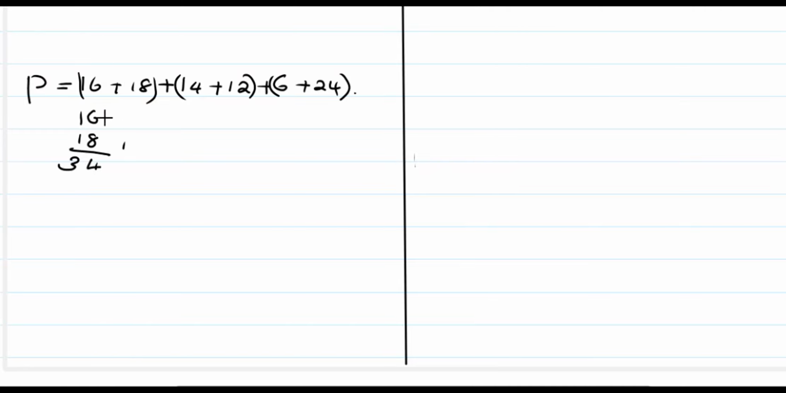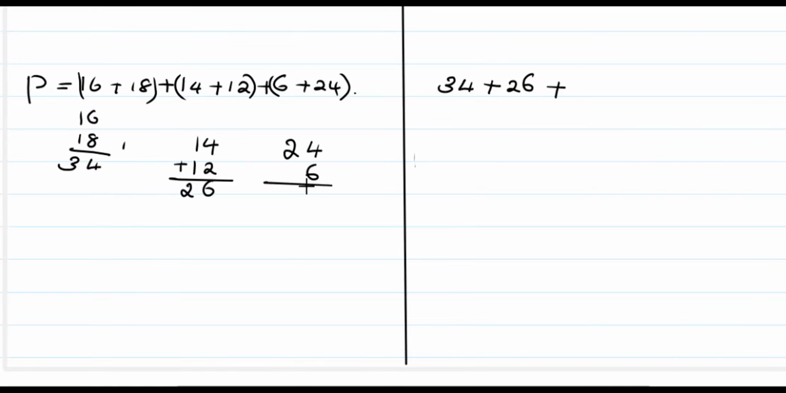So this part here will be 34, and we write it here, 34 plus. Then we come to the second one, which is 14 plus 12. I take 4 plus 2 is 6, then 1 plus 1 is 2, so plus 26, then plus the last one, which is 24 plus 6. So 4 plus 6 is 10, 0 carry 1, it is 30, like that.